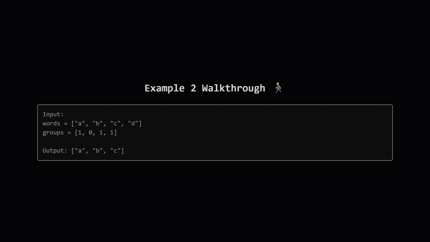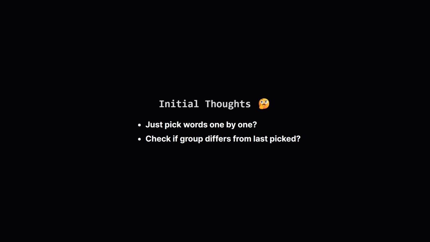Our sequence could be three words. Next, the last word, its group is 1. Our last picked group was 1. Since these groups are the same, we can't add it, so this is our longest sequence. The groups are 1, then 0, then 1. All alternating. Okay, how should we approach this?